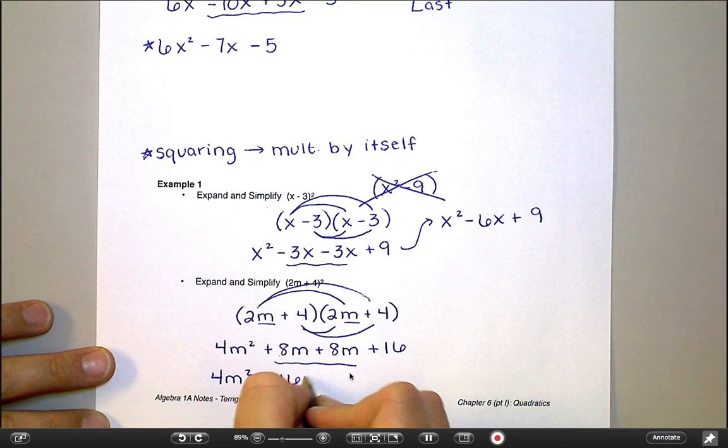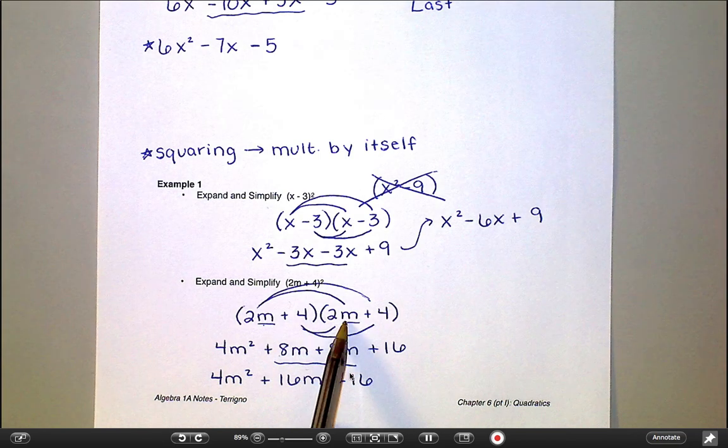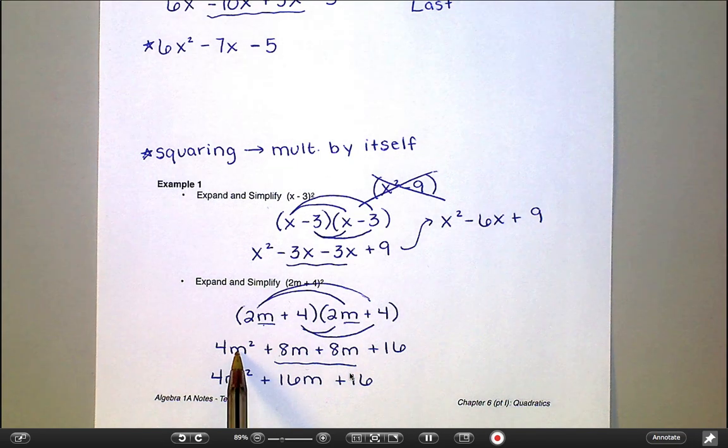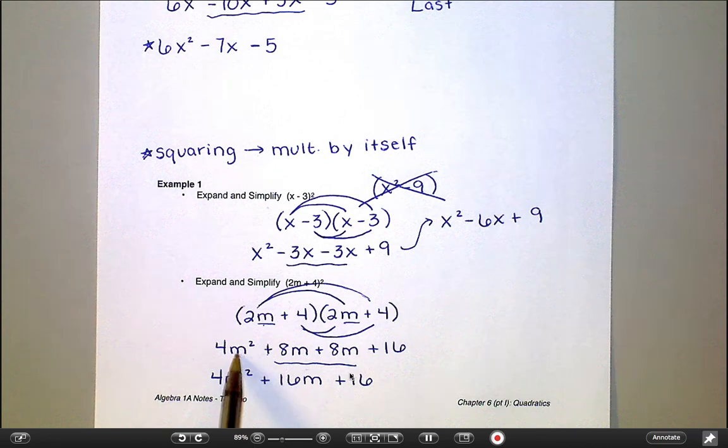But a common mistake that I see people make here is if they forget that m times m is m squared and they accidentally write this down as a 4m, then they end up combining all of these together. This one's always going to be different because you're doing a variable times a variable, so you get a square in there. Okay? And that's it. That's my final answer on that one. Okay, 4m squared plus 16m plus 16.